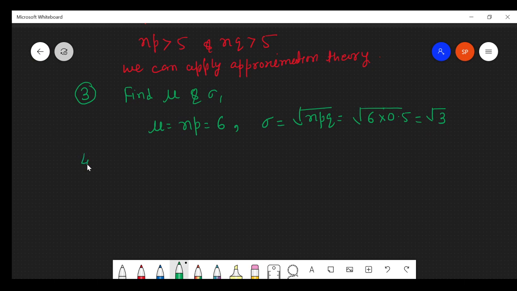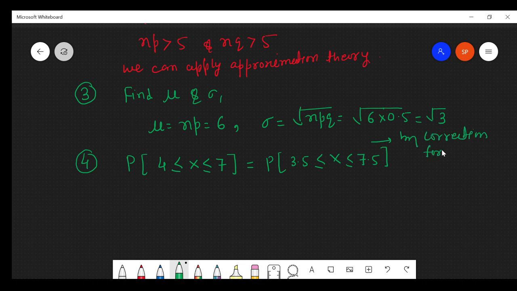Now the fourth step is to make the correction for continuity. Making the correction for continuity means we adjust the probability for x lying between 4 and 7. By the correction for continuity, both sides are adjusted with the help of plus or minus 0.5. So 4 minus 0.5 is 3.5, and on the other side 7.5. This is the correction for continuity.